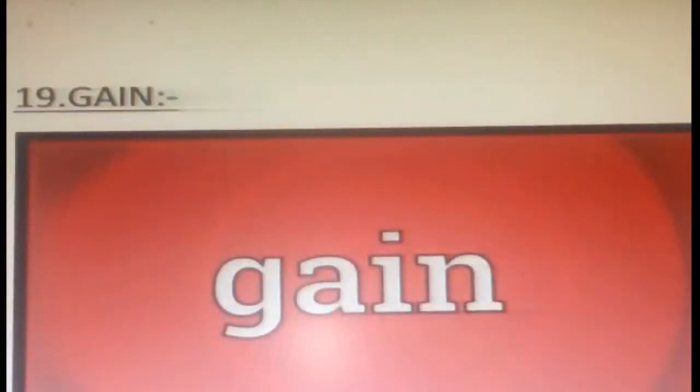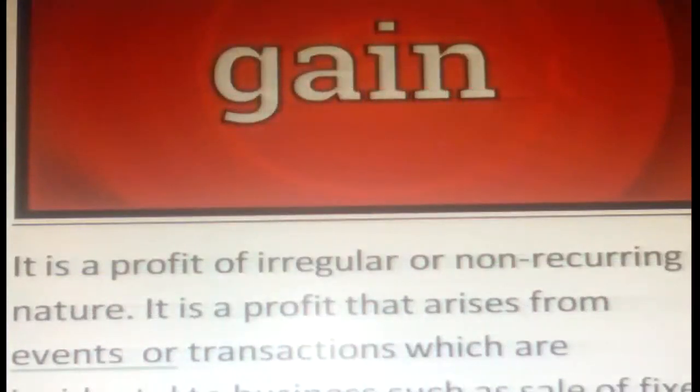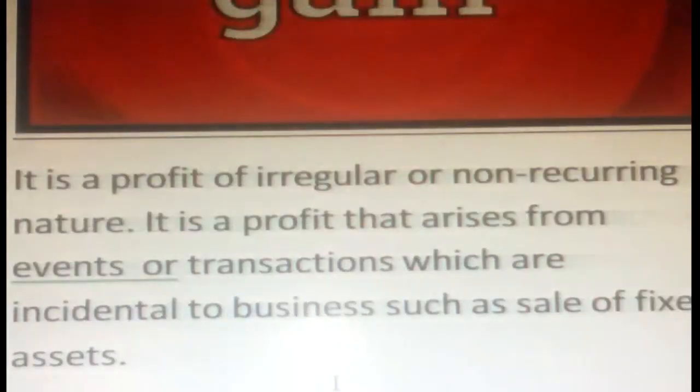So gain. What is the meaning of gain? It is a profit of irregular or non-recurring nature. So it is not a regular one. It is a profit that arises from events or transactions which are incidental to the business, such as sale of fixed assets. For example, when you sell your land or any machinery or any car, say a 10 lakh car sold for 12 lakhs, the 2 lakhs is called what? Gain.